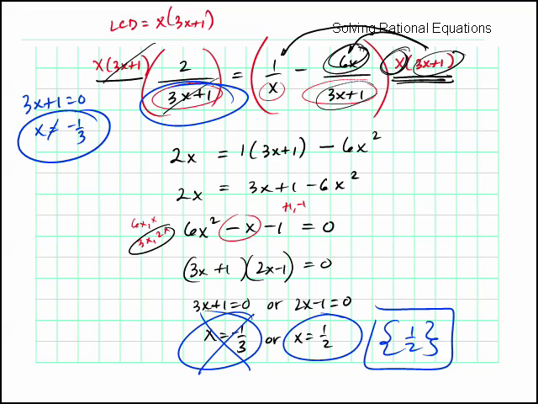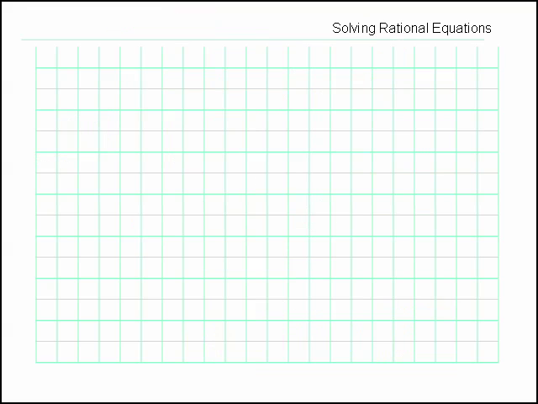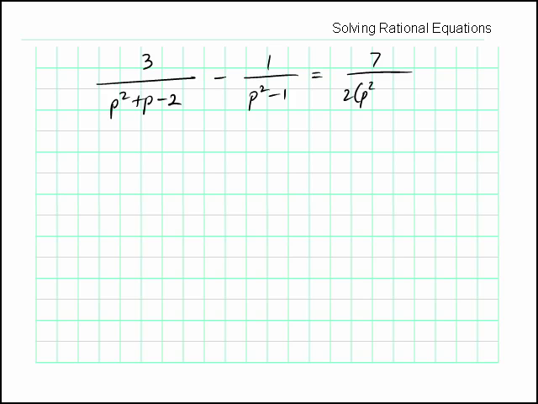Okay, one or two more examples in this section. Let's try this one. 3 over p squared plus p minus 2, minus 1 over p squared minus 1, equals 7 over 2 times p squared plus 3p plus 2. Okay, big equation. Very first step here is to factor all the denominators so you'll know what the LCD is.